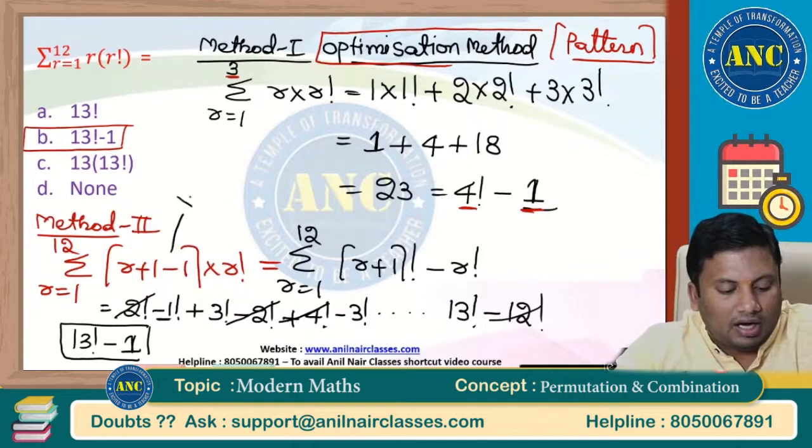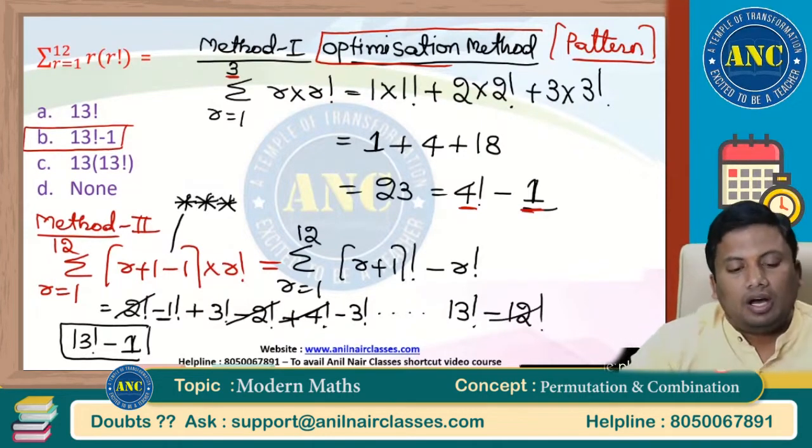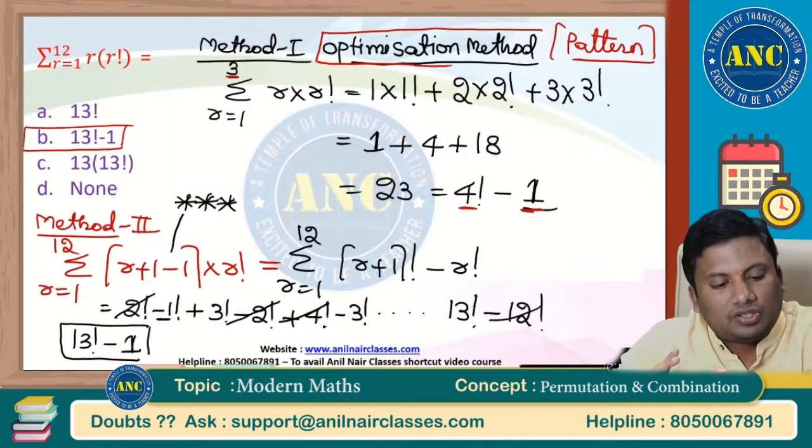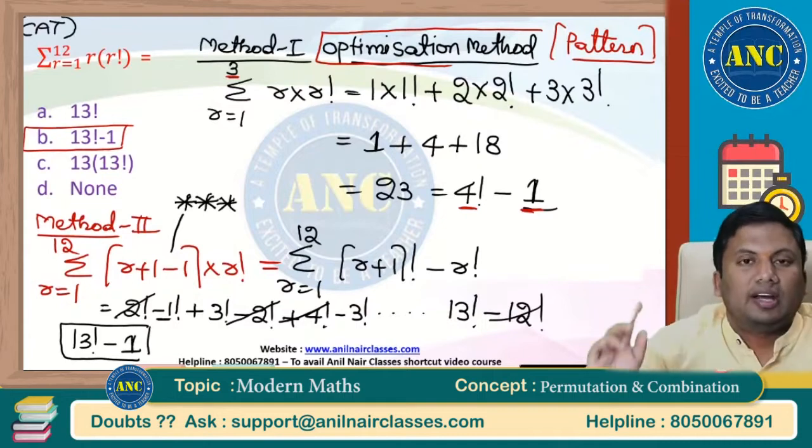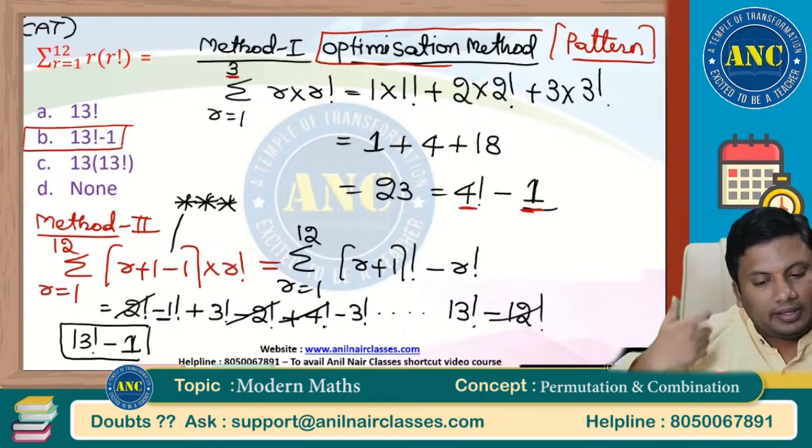Writing down R as R plus 1 minus 1. Based upon this logic, an original CAT question was developed. That also we will see.